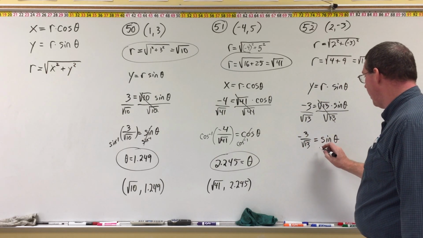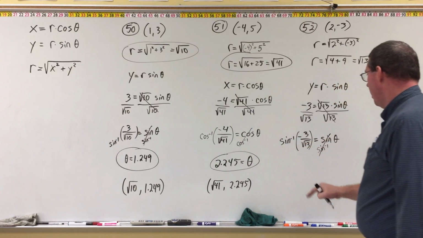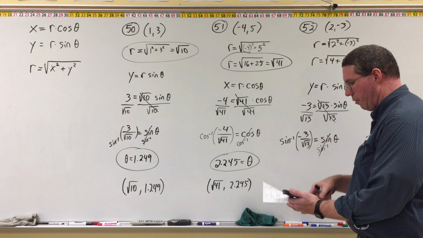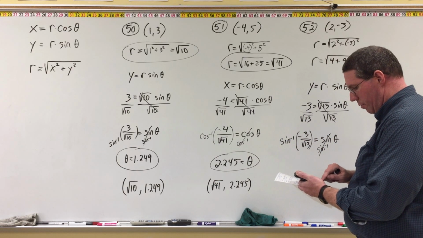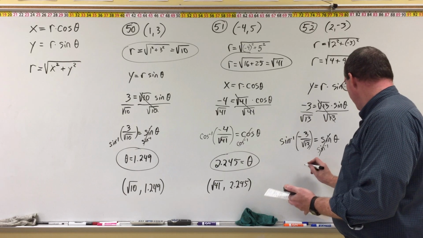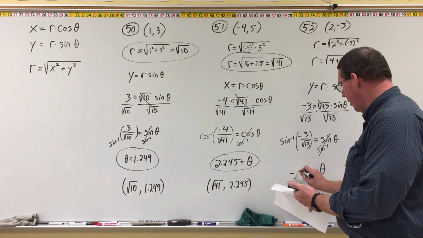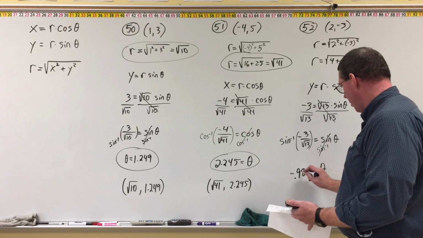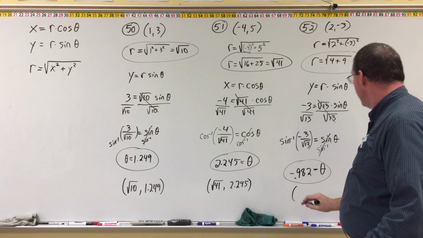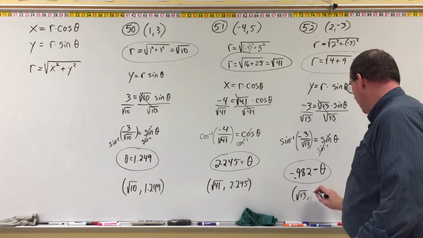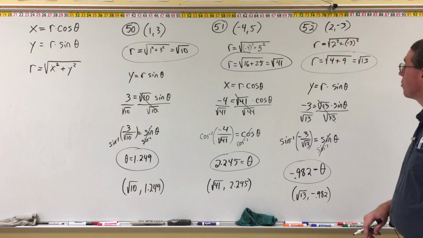Cancel the sine so we can solve for theta by doing sine inverse. Cancel sine inverse of this. And now we can do sine inverse of -3 over the square root of 13. So sine inverse of -3 divided by the square root of 13. And I get theta is now equal to -0.982. Okay, and so here's our theta, here's our radius, and so our polar coordinate is going to be the square root of 13, comma, -0.982. And that is question number 52.